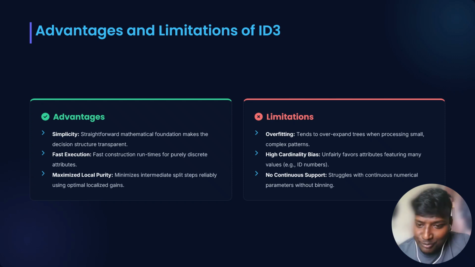In constructing the algorithm, there are some advantages and disadvantages as well. First, the advantages of the ID3 algorithm. It's computationally fast for discrete data, and extremely easy for humans to interpret and audit. It searches the space systematically, granting a locally optimal tree structure. The ID3 algorithm has some limitations as well. It's highly prone to overfitting. It has a strong cardinality bias, and it struggles with continuous variables.